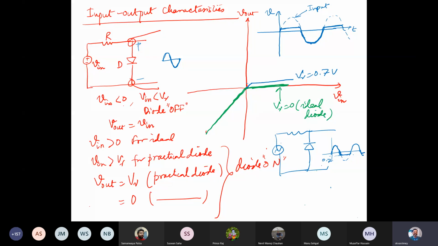So the diode, when we use it as a clipper, can clip a certain portion of the wave. I think we will go into more detail on the clipper and clamper after rectification. I just gave an idea of input and output, and what the output across a diode looks like.